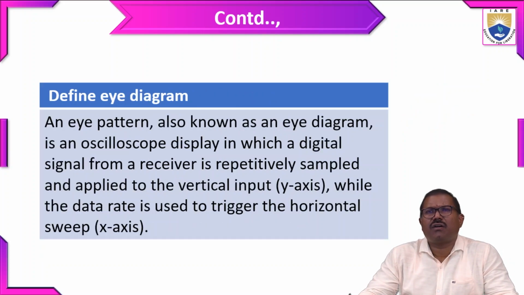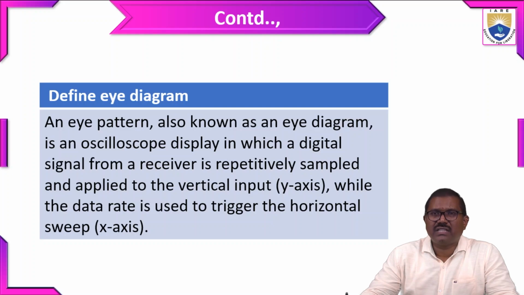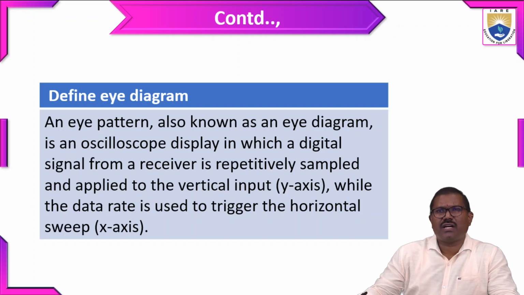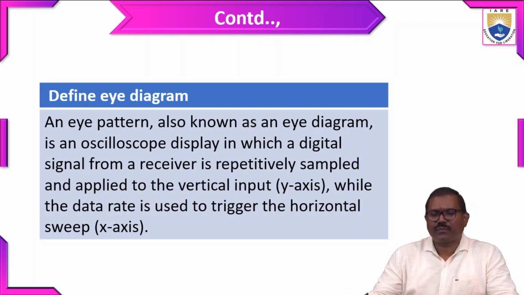Define eye diagram. An eye pattern, also known as an eye diagram, is an oscilloscope display in which the digital signal from a receiver is repetitively sampled and applied to the vertical input y-axis, while the data rate is used to trigger the horizontal sweep. So this is an oscilloscope display. Eye diagram is an oscilloscope display.